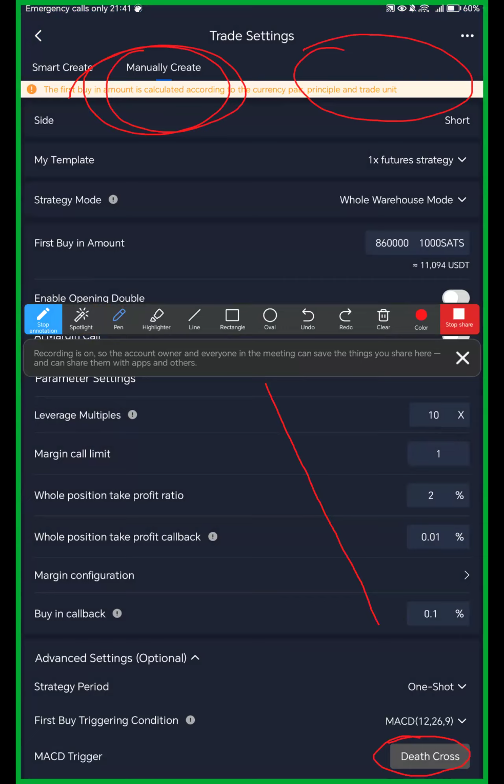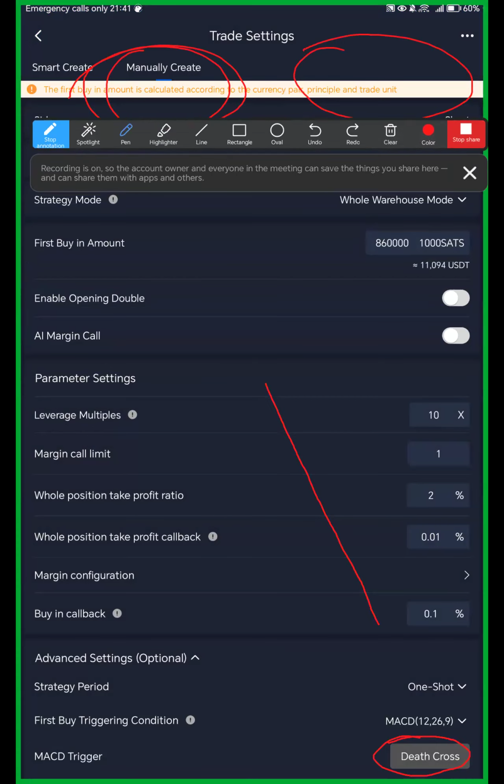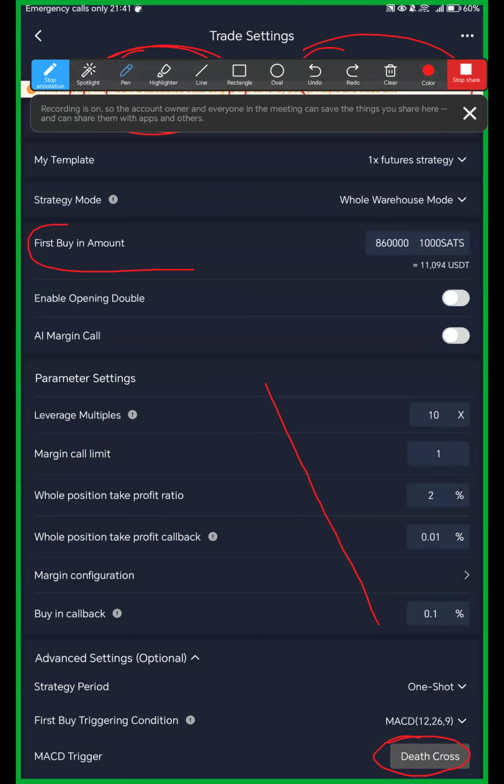Is this clear, ladies and gentlemen? The robot will only do the first buy. The MACD is helping us to enter the market the first time with our first buy-in amount here. The MACD does not help us to do margin calls, to buy our margin calls.